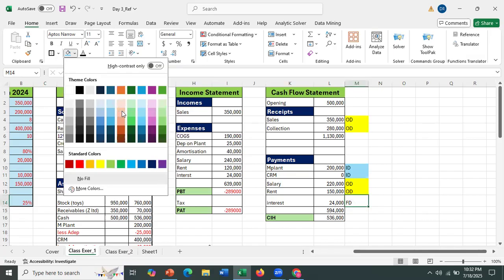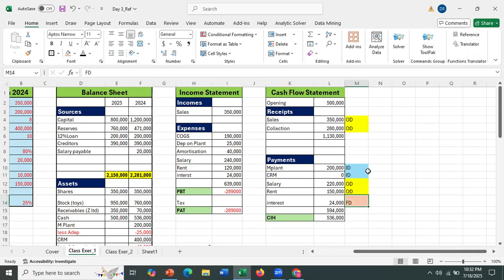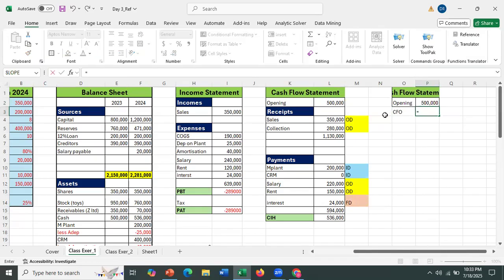So the accounting standard, which we will see in detail later, says the cash flows should be classified into OD, ID, FD. So the same cash flow statement can also be presented like this. Opening cash in hand. CFO, cash from operations, is 350 plus 280 minus 200,000 minus this zero. Cash from investment decisions, CFI. There is no inflow, there is only outflow. So negative 200, cash outflow.